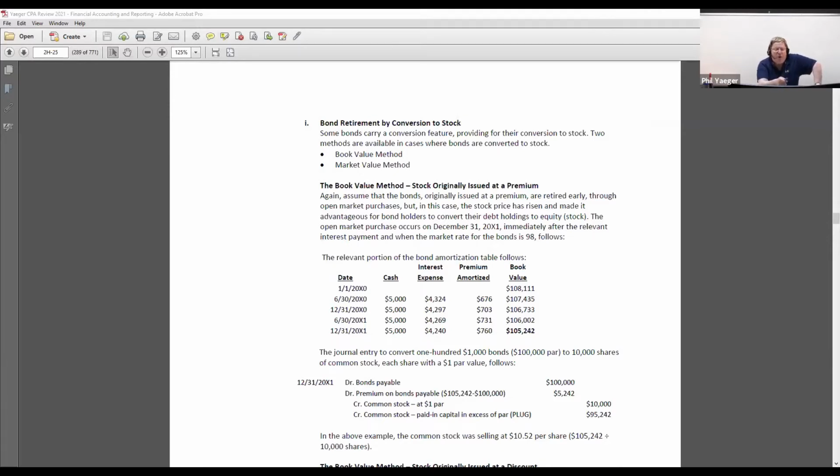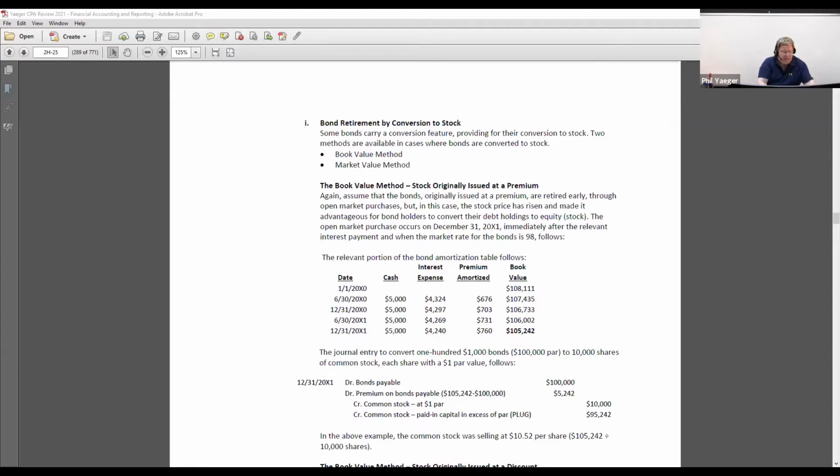Now, under the book value method, we're going to take the book value of the bonds. The book value of the bonds is the carrying value, which means it's the bonds payable, less the unamortized discount or plus the unamortized premium. That's the carrying value. We're going to make that equal the common stock, also at the book value of the bonds.